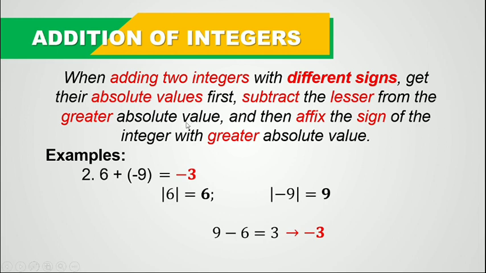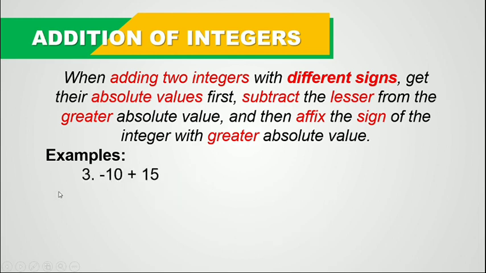So all you just have to do is, again, first, get their absolute values if you are adding two integers with different signs. If the signs are different, where one is positive and the other one is negative, or vice versa, as long as the signs are different, then you have to follow this rule. Okay? Now, let's have this third example.